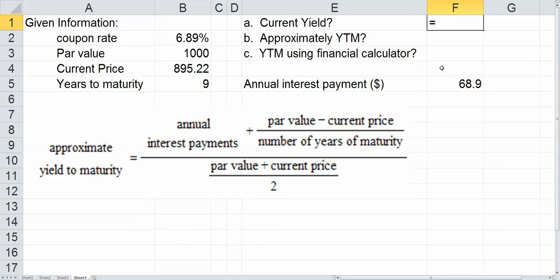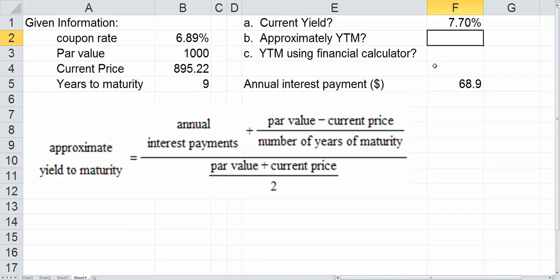To find the current yield, take that $68.90 and divide it by the current price of $895.22. This is typically expressed as a rate, so the current yield is 7.7%.